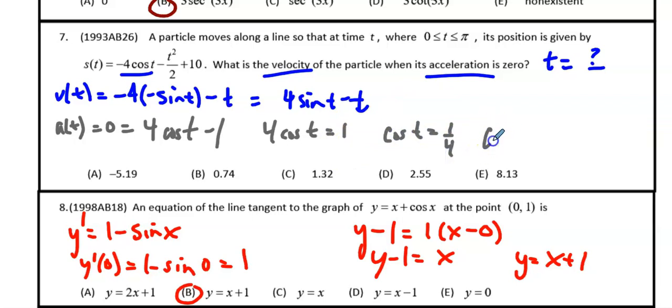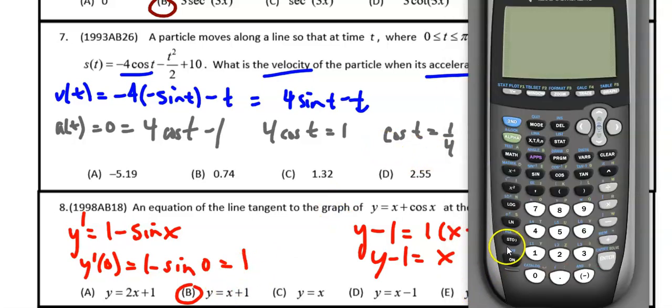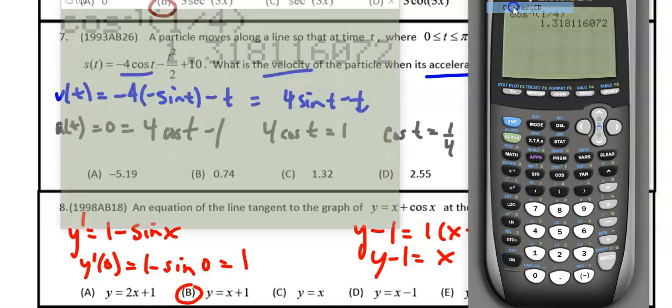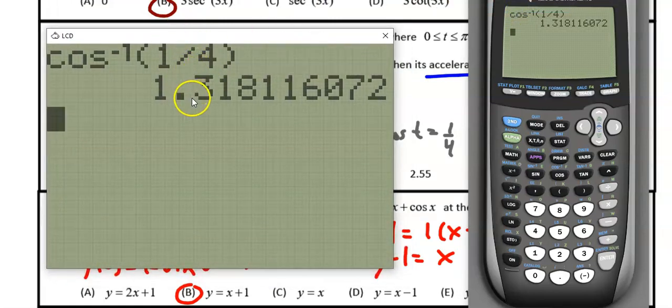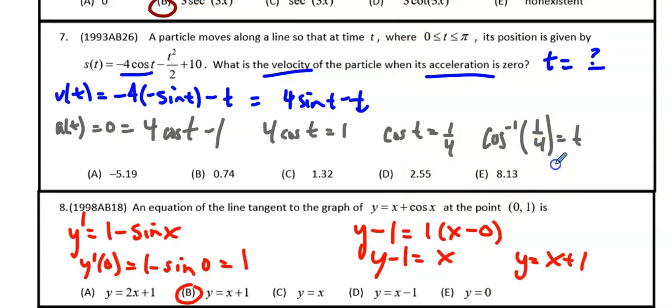And then we're going to use our calculator, and we're going to do the inverse cosine of 1/4 and figure out what that is. So we have our handy calculator that I'm going to turn on here, and there it is. Let me let you guys see. So when we do the inverse cosine of 1/4, we get 1.318.